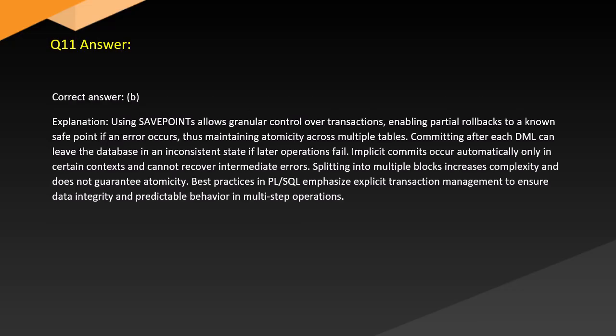Correct answer: B. Explanation. Using savepoints allows granular control over transactions, enabling partial rollbacks to a known savepoint if an error occurs, thus maintaining atomicity across multiple tables. Committing after each DML can leave the database in an inconsistent state if later operations fail. Implicit commits occur automatically only in certain contexts and cannot recover from intermediate errors. Splitting into multiple blocks increases complexity and does not guarantee atomicity. Best practices in PL/SQL emphasize explicit transaction management to ensure data integrity and predictable behavior in multi-step operations.